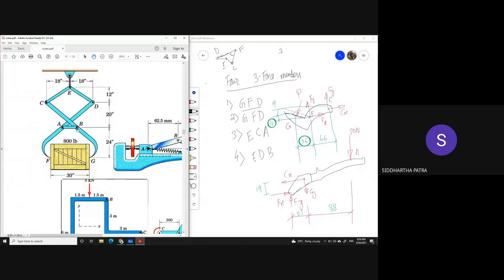And this entire problem is symmetric, which means whatever happens to FAD happens to CBG. So this is not even a problem on frames. This is just a problem on a single rigid body, which is CBG. Now the block weighs 800 lb. Of course, 400 lb of that would act at A, and 400 lb of that would act at G.